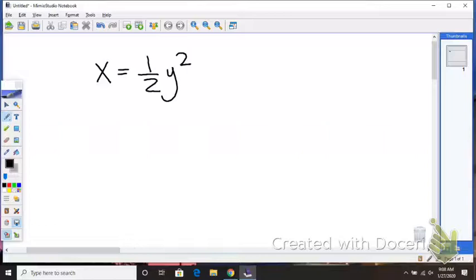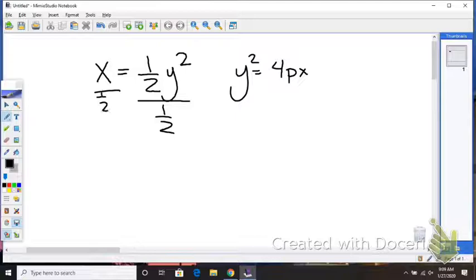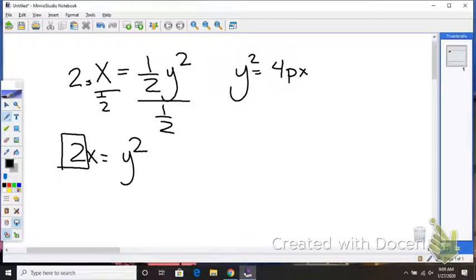Part by itself, because the general form for this is y squared equals 4px. So we need to figure out what the p is for the focus. So I need to divide by 1/2, and then you just multiply it by 2. So I have 2x equals y squared. So this 2 is equal to 4p. So then we divide by 4. So I have p is equal to 2/4 or 1/2.